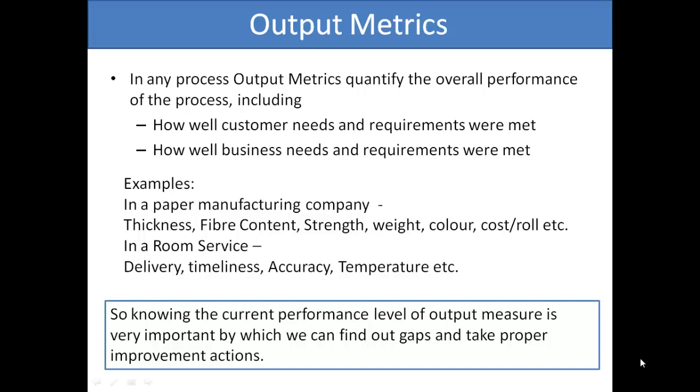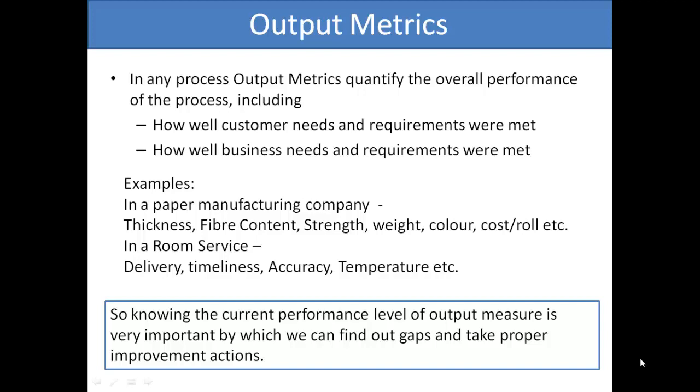So, knowing the current performance level of an output measure is very important, by which we can find the gap and take proper improvement actions. For this purpose, process capability indexes are very helpful. A process capability index is a metric used to quantify and evaluate process capability. The two most important indexes are CP and CPK. We will discuss these two indexes in this video.